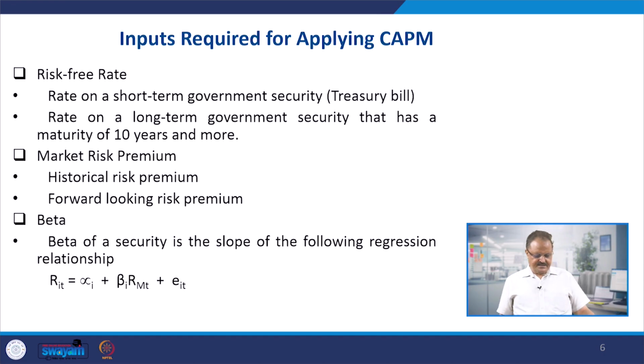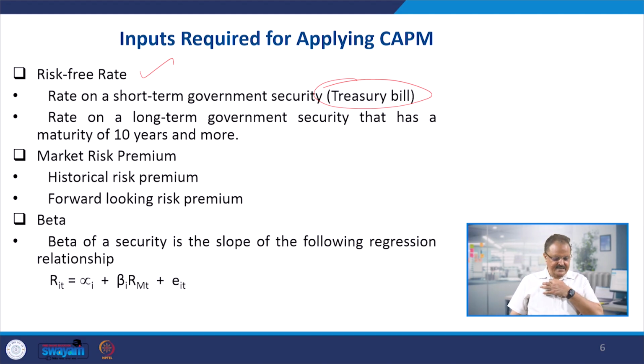In this case, the inputs required for the CAPM are: number one, the risk-free rate of return. The risk-free rate of return can be the rate on short-term government securities, treasury bills, because they are gilt-edged and the government is not expected to default. Or it can be the rate of return on a long-term government security that has a maturity of 10 years. So you can take either short-term or long-term government securities. Companies use both for calculating the cost of their equity.